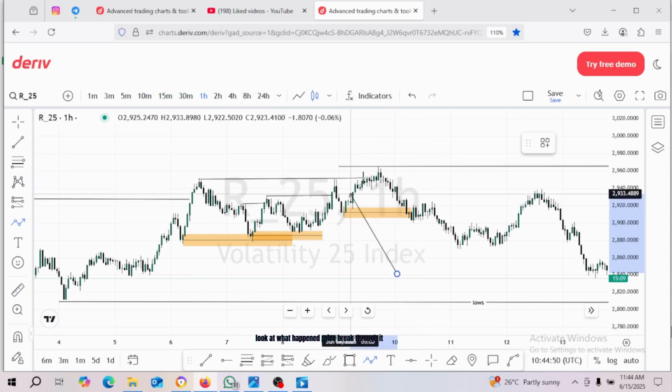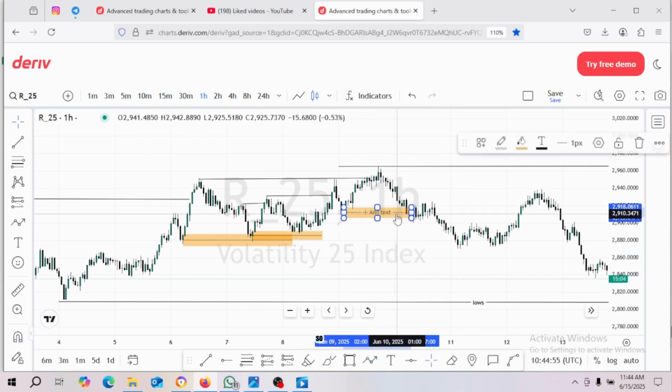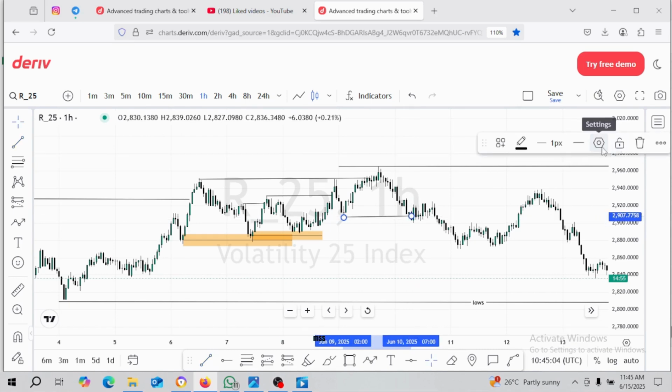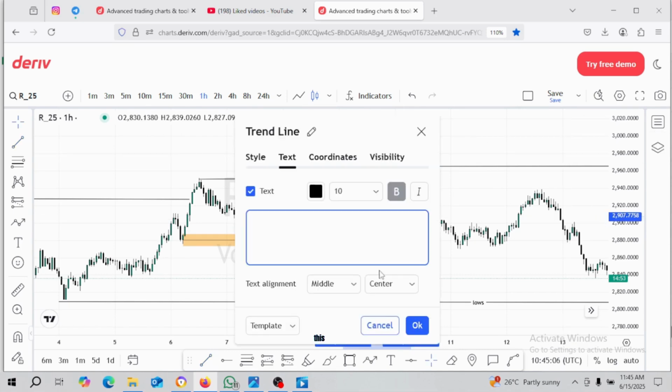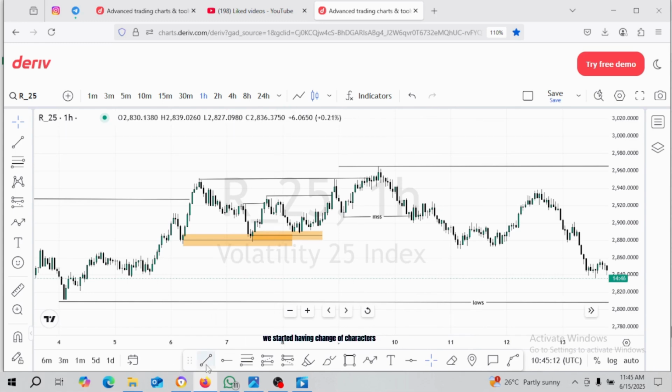But look at what happened. Price broke through it, signaling what? A change of character. So price gave us a change of character at this zone over here. This was a change of character, MSS, and we started having change of characters to the downside. Price cleared that low, cleared this one also, and cleared this low.